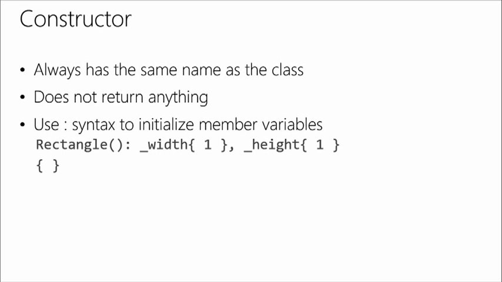So for example, this would be what a constructor would look like for our rectangle class. This would be a default constructor that initializes the width and the height to 1. And we'll see how this works a bit in the next section.